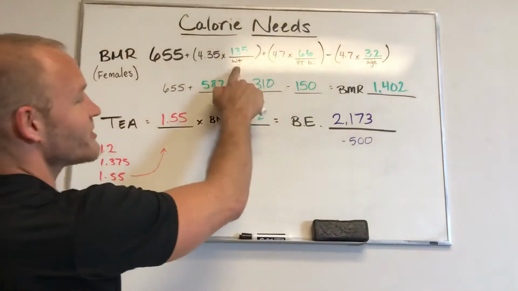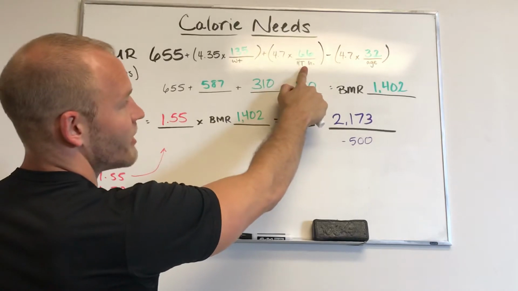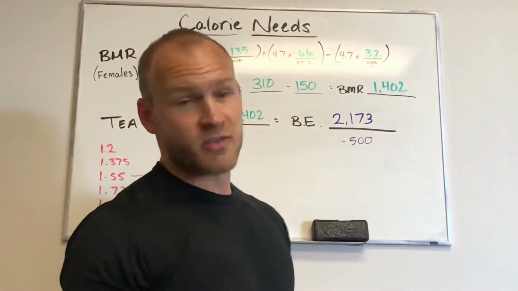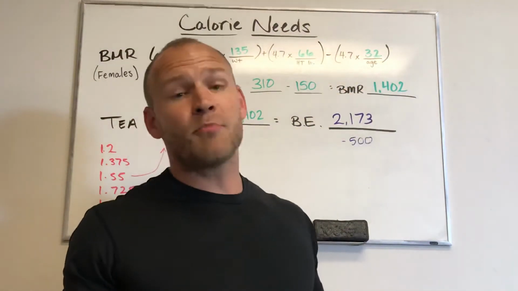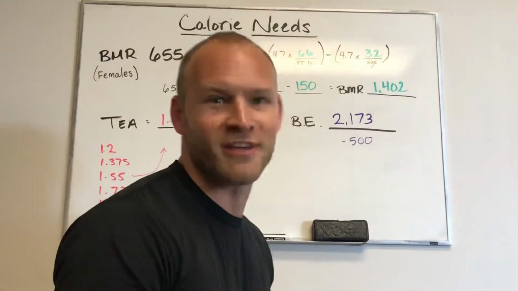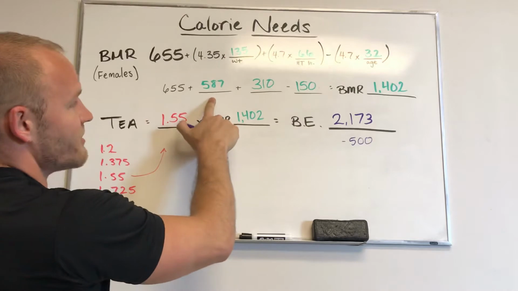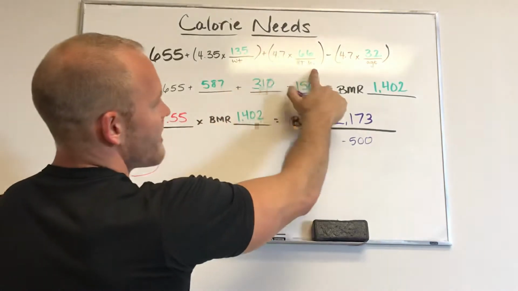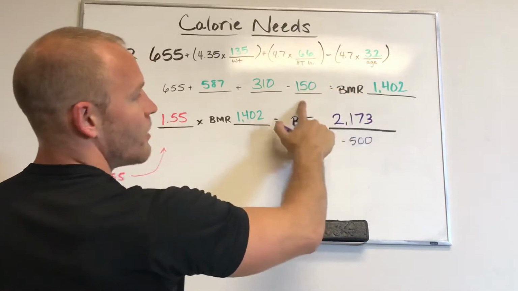All right, so I've entered in her weight here, and I've entered in her height in inches. 5'6" would be 66 inches, and her age at 32. So just a sample female, run-of-the-mill, average lady. All right, now if I do this math right here, I get 587. So I'm gonna enter it here. I do this math here, I'm gonna get 310. And then after I've done that math over here, I get 150.